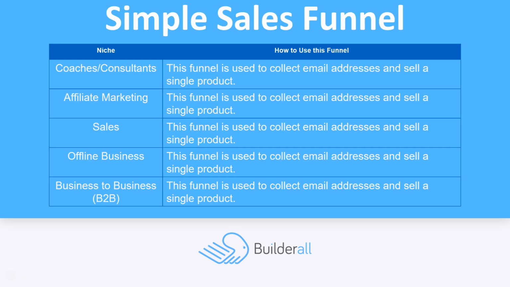So how can this simple funnel be used for each of the niches? For coaches and consultants, affiliate marketers, sales, offline business, and business to business, all of these niches can use this funnel to first collect an email so you can build an email marketing list, and then second, to sell a single product inside your funnel.